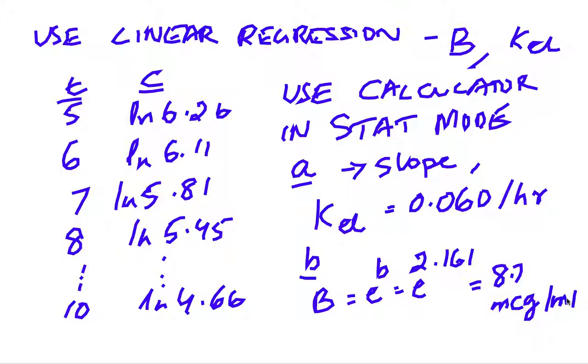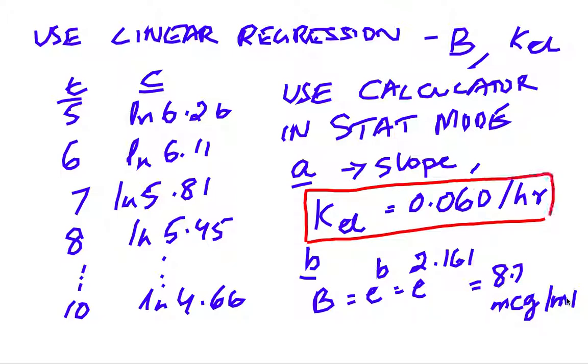Okay, so we have found KEL as 0.060 per hour and B as 8.7 micrograms per ml. That's one part of the problem. Now the next part of the problem is to use the method of residuals to calculate the rest of the parameters that are being asked there.